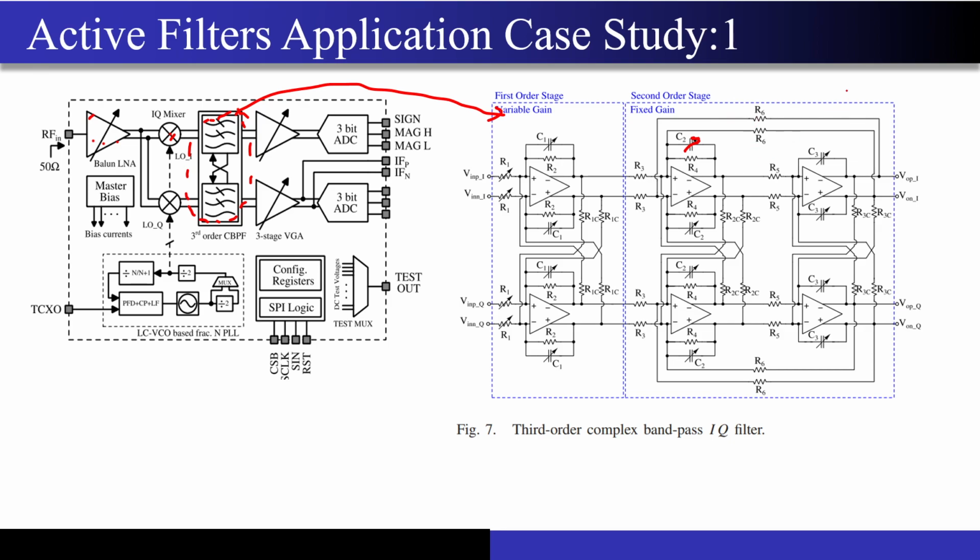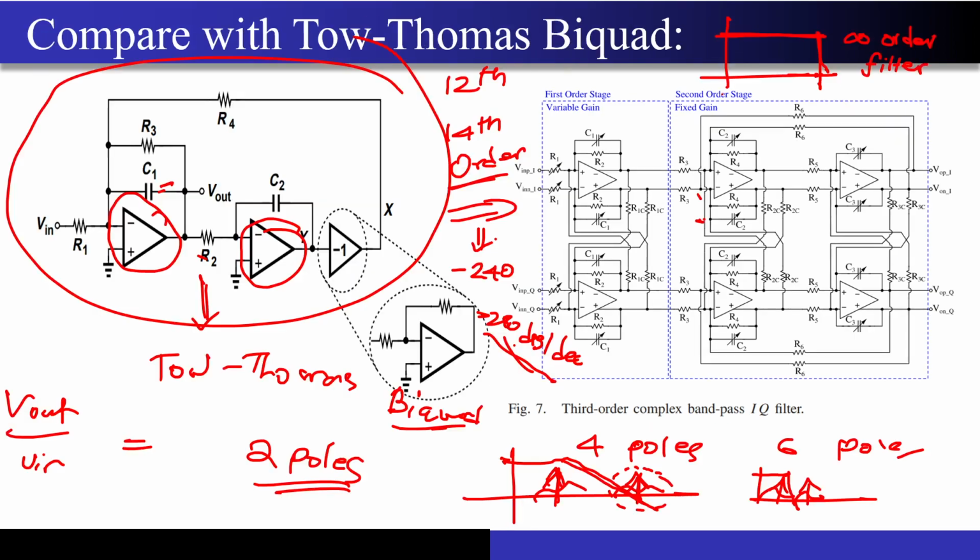Now, if you try to compare this with what we have studied, this is my Tau Thomas bicord. If you look, there was a network of RC present, and there was just a network of C present over here. Again, there is a network of parallel RC, and there is just a network of C present over here. And you have a feedback from the last stage to the first stage through some resistor.